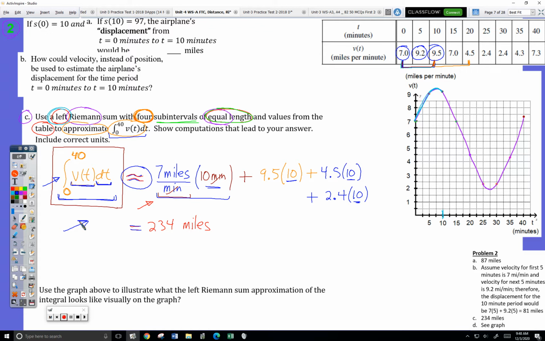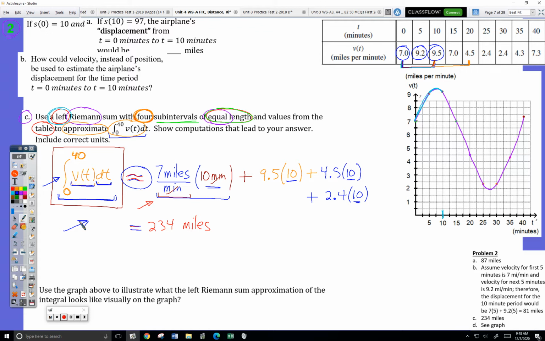Awesome. So that's the left Riemann sum. Good? Okay. This one says, use the graph to illustrate what the left Riemann sum approximation of the integral looks like visually on a graph. Here's what we can visualize this computation as looking like. Notice, we're taking 7 miles per minute.